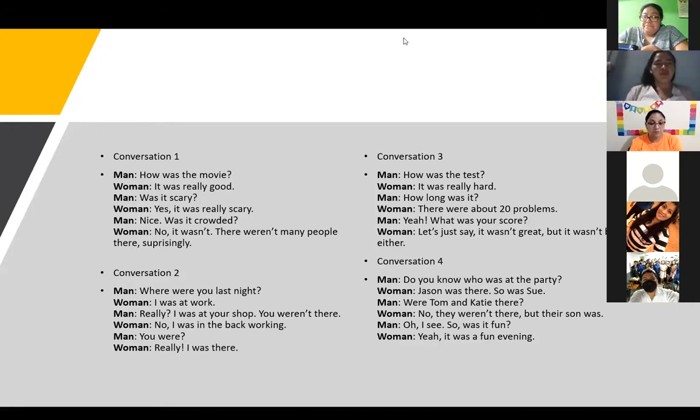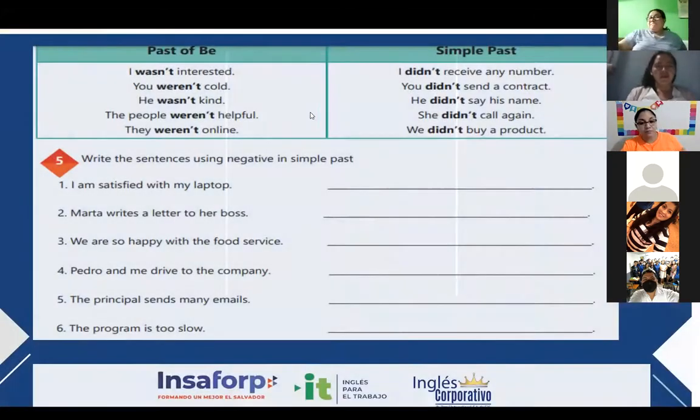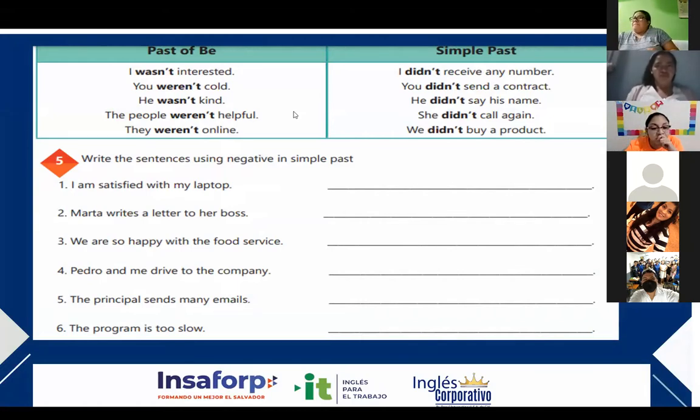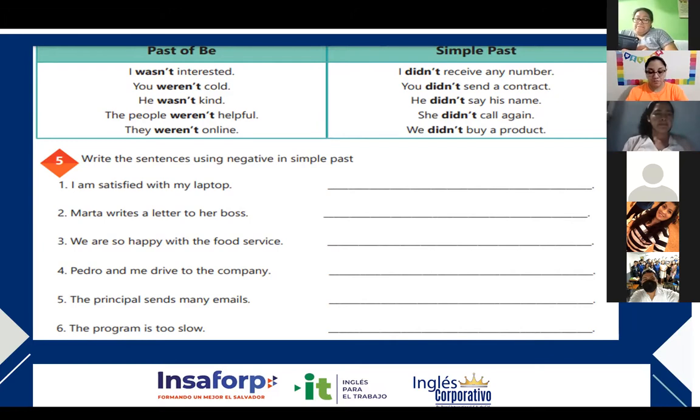Okay, well, let's continue. So we have the conversations. We have the simple past tense. Now, for example, we have these six sentences. Tenemos estas seis oraciones. Vamos a pasarlas. Están en presente simple. Vamos a transformarlas al pasado simple. Mucho cuidado con las de verb to be, porque en eso vamos a utilizar was or were. Con verbos como write o drive, tienen que buscar la forma pasada de esos verbos. Cuando ya haya finalizado las seis, déjenmelo saber. Please.